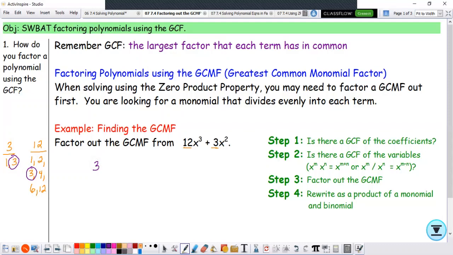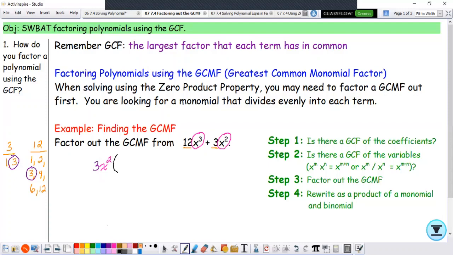Then I need to look at my variables. I have x to the third, and I have x squared. And I ask myself, what is the greatest number of x's the two terms have in common? And the greatest number that they have in common is x squared. They each have at least 2 x's. So I'm going to write x squared behind my 3. And then I'm going to write parentheses.